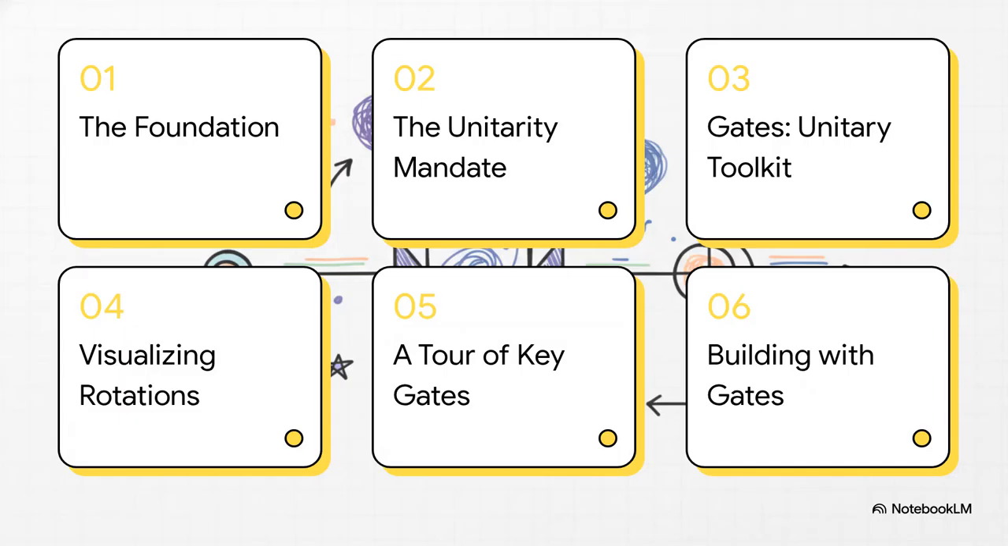So here's our game plan. We're going to start with the fundamental physics that governs how any quantum state changes. Then we'll dig into the super strict mathematical rules those changes have to follow. From there, we'll build up our practical toolkit of gates, see what they actually look like geometrically, and finally, use them to build one of the most famous and powerful states in all of quantum mechanics.